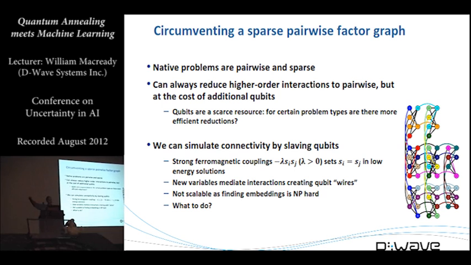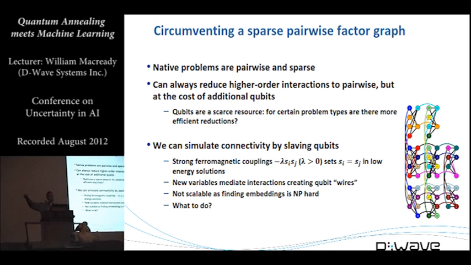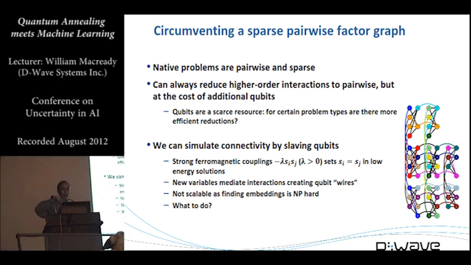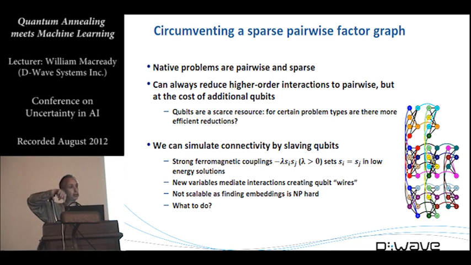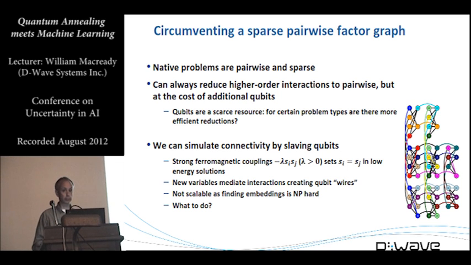So what I can do is take my original problem that I want to solve, map that original variable onto many qubits, and then ferromagnetically slave these qubits together so that in low energy states, all these slaved qubits will always assume the same value. So a problem variable becomes many qubits.